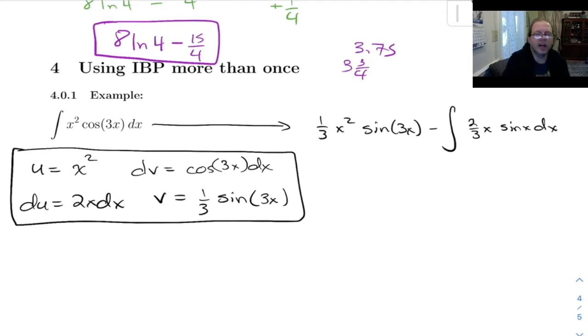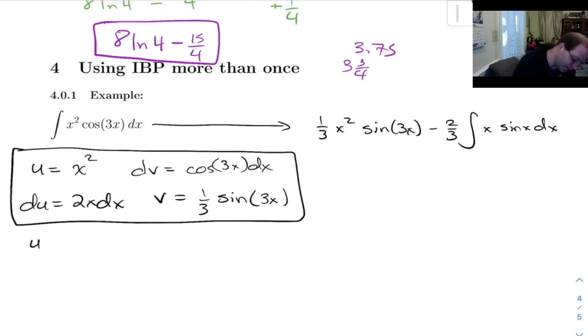And let's see, I could leave that 2/3 inside, or I could bring it outside. It really doesn't matter, but I think I want to bring it outside the integral. So let's do that. So 2/3 integral of all that. So using integration by parts, we've gone from this to this, but this is still something we need to use integration by parts on. So I'm going to do that again.